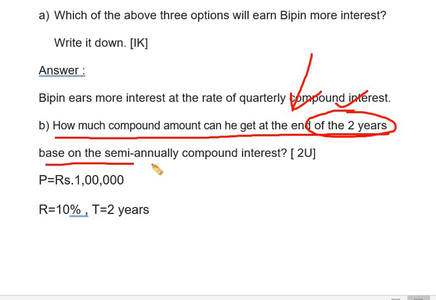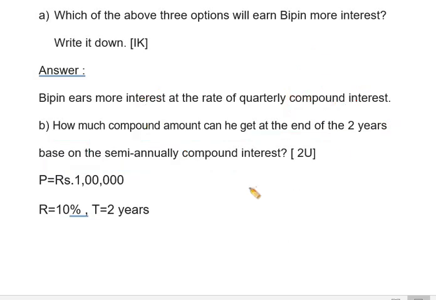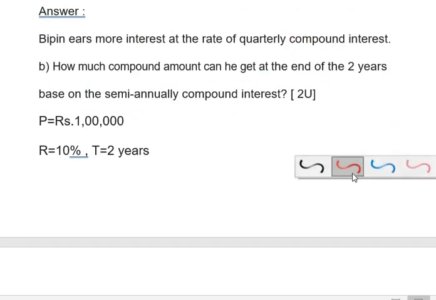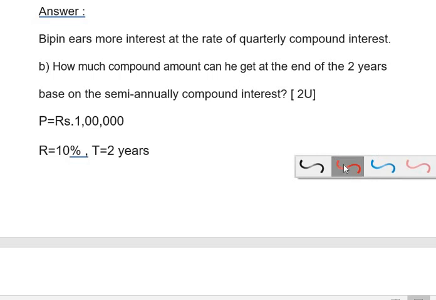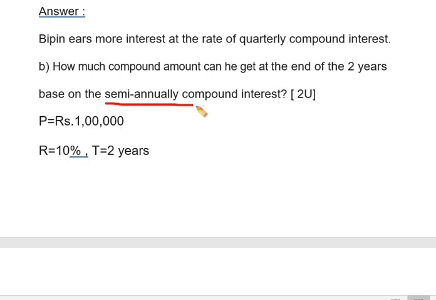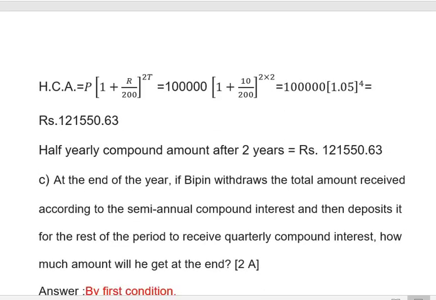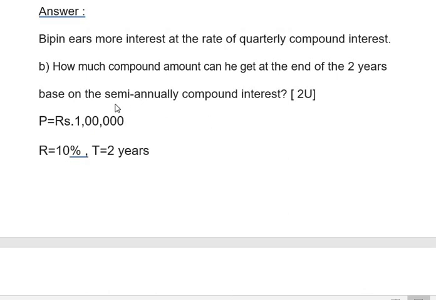So based on semi-annual, or half-yearly, compound interest, first write principal P equal to 1 lakh, R equal to 10%, time equal to 2 years. But check here, it is semi-annual, half-yearly compound interest. Now the question asks, how much compound amount can he get at the end of 2 years?